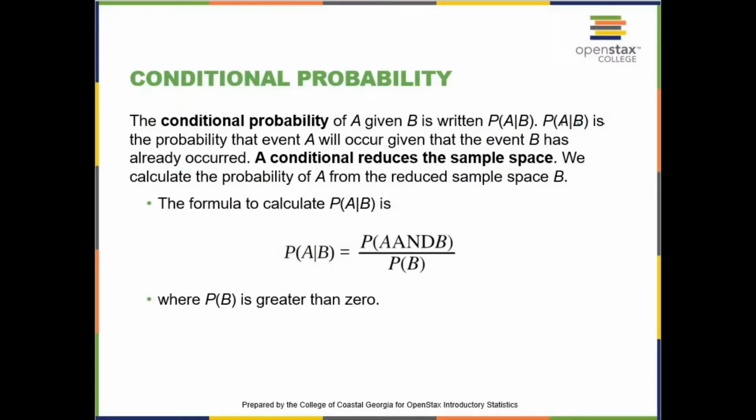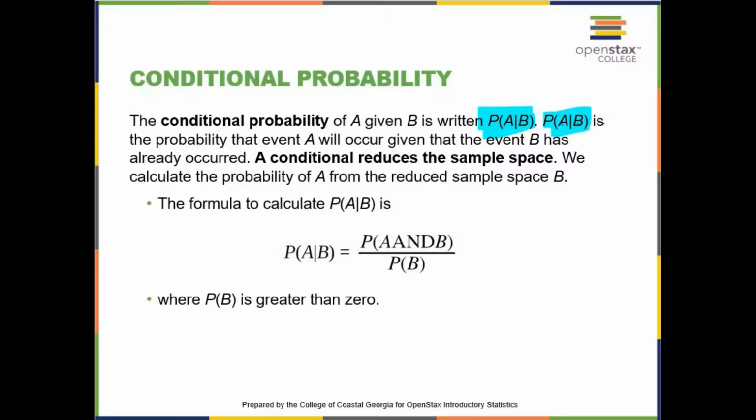Another concept that we need to understand is the conditional probability. A conditional probability of A given B is written as the probability of A given B, or P of A slash B. The probability of A slash B is the probability that event A will occur given that event B has already occurred. The conditional probability reduces the sample space, and we compute it based on the reduced sample space.